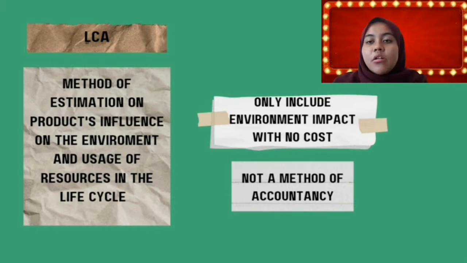Life cycle assessment, also known as LCA, is basically a method of estimation of the product's influence on the environment and usage of resources in its life cycle. For example, it estimates the extraction of raw materials that we will use in order to produce a product. Like the ELCC, or environmental life cycle costing, this method only estimates the product's impact on the environment without taking into consideration the cost of the environment. However, there's a similarity between ELCC and LCA: both of the methods are not accountancy methods.